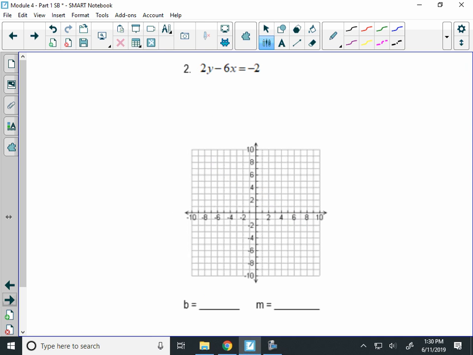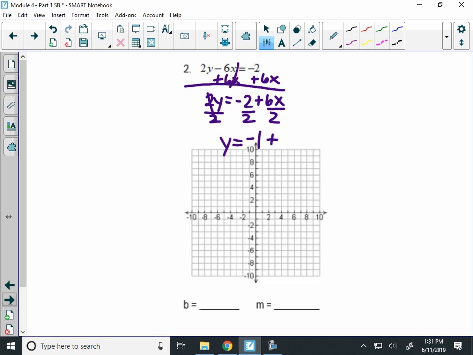Now number 2, it's not in y equals mx plus b form, so we need to solve the equation for y. To do that, I'm going to start by moving the 6x to the other side. I'll get 2y equals negative 2 plus 6x, and divide by 2. Here I'll have y equals, negative 2 divided by 2 is negative 1, plus 3x. Well, the negative 1 is my b. The slope here is 3. So I'm going to start at negative 1. Now my rise over run means I go up 3, right 1.